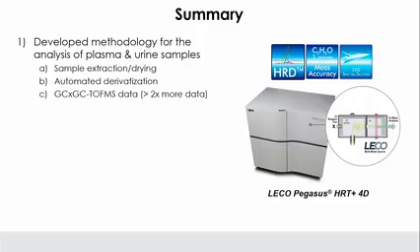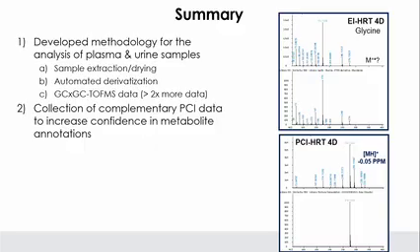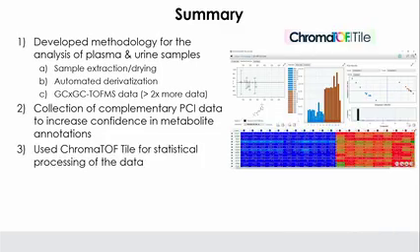And we use GC×GC because we want to see or annotate more stuff. We do easily go between EI and CI, again, for increased confidence in metabolite identification. And of course, we have a powerful statistical tool that can handle this data.